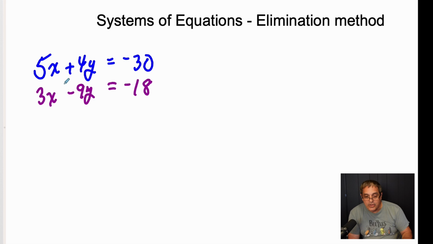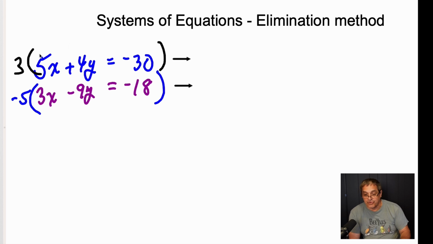Okay? So I'm going to multiply the bottom one by negative 5 to turn that into a negative 15. And I'm going to multiply the top one by a positive 3, which will turn that x into a positive 15. Okay? Notice that I have to do it to both, to the entire equation. Okay? I have to do the distributive property.